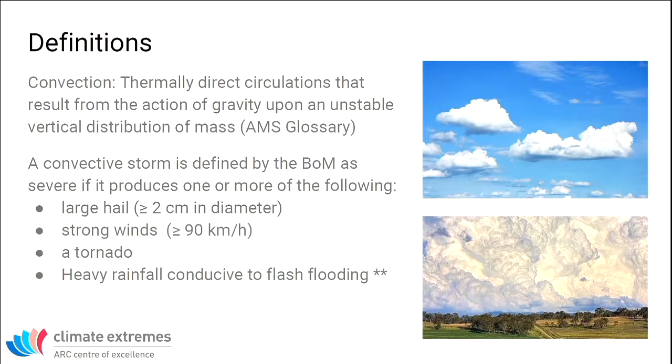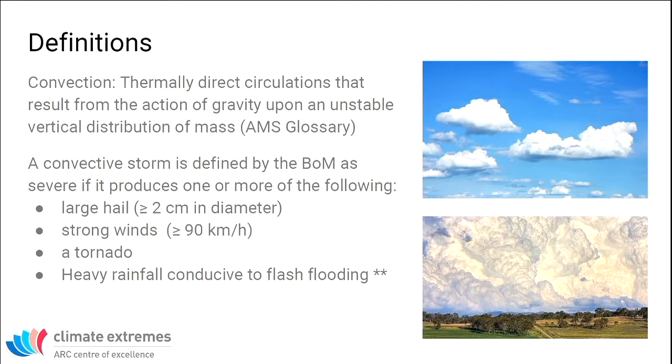In physics in general, convection is any kind of movement that involves the transfer of heat, so that could be advection or diffusion. But in the atmosphere, we're really talking about vertical overturning of the atmosphere, and it's really that which is associated with the effects of gravity. I'll explain more what this means on an unstable vertical distribution of mass. It's basically associated with buoyancy. But this is what convection is.